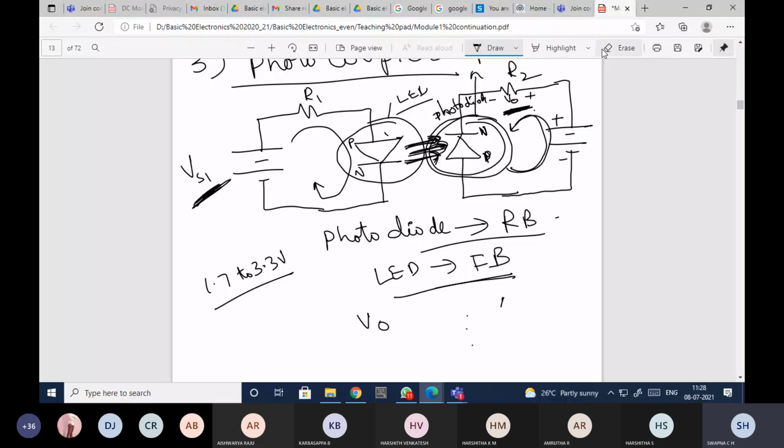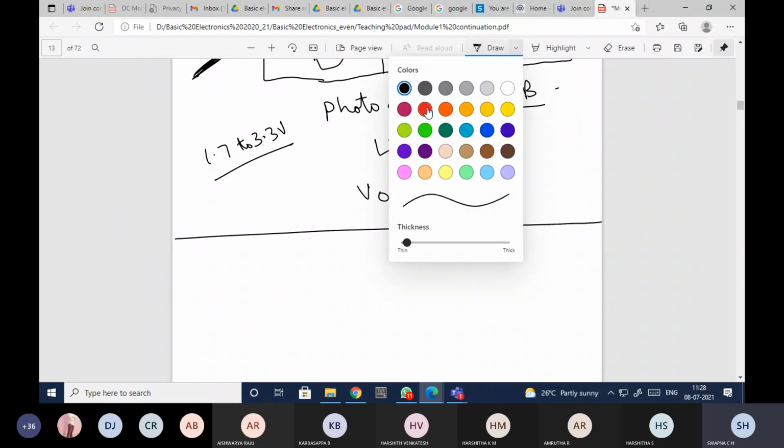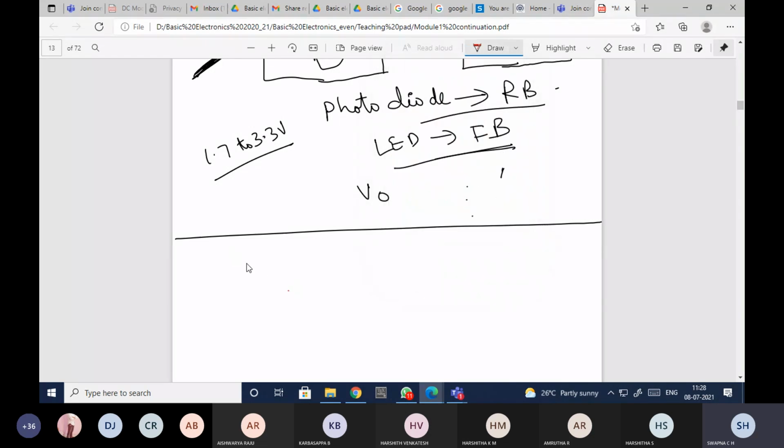Now let me give the introduction of the next topic. Maybe I'll not be able to finish it completely. I'll just give you the next topic. Voltage regulators, this we have already studied, but here specifically I will explain to you.